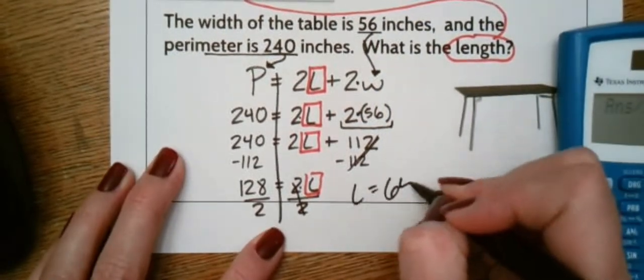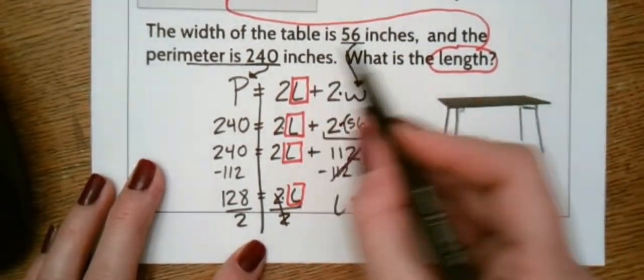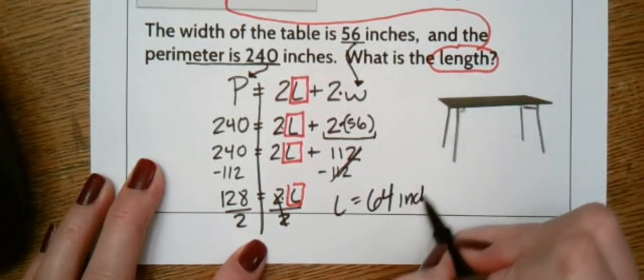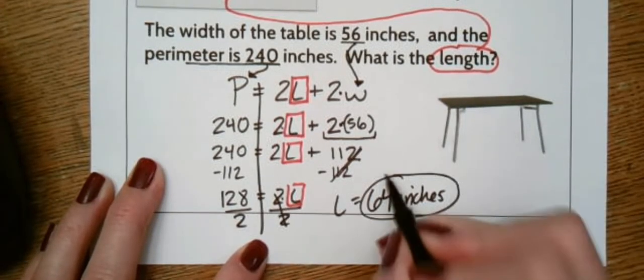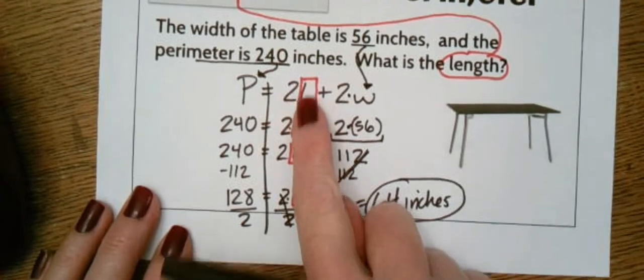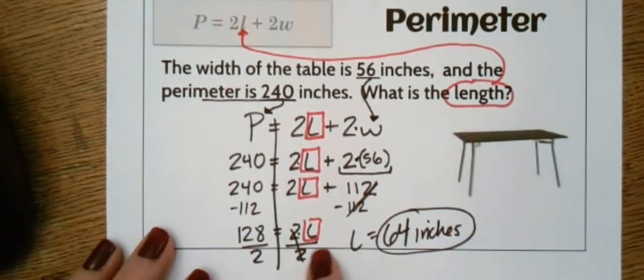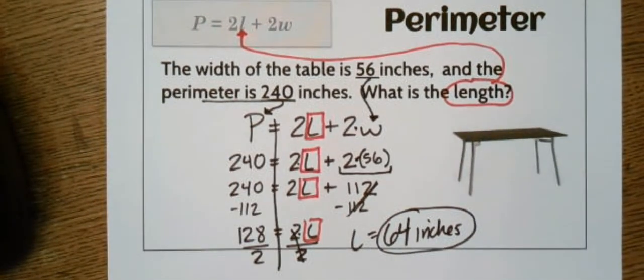So the length equals 64. So I take a look at the problem. I see inches is the label that we're using. The length is 64 inches. So here I was able to solve for a different unknown variable. As in the other one I solved for perimeter, here I was solving for length.